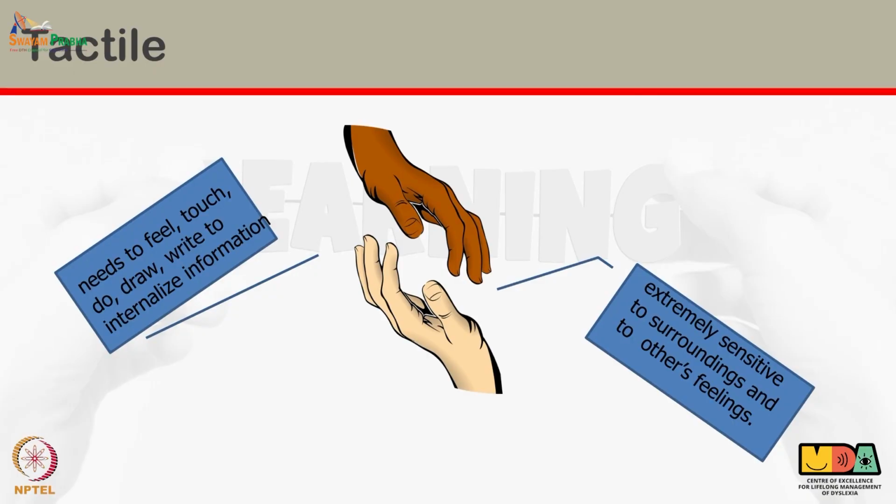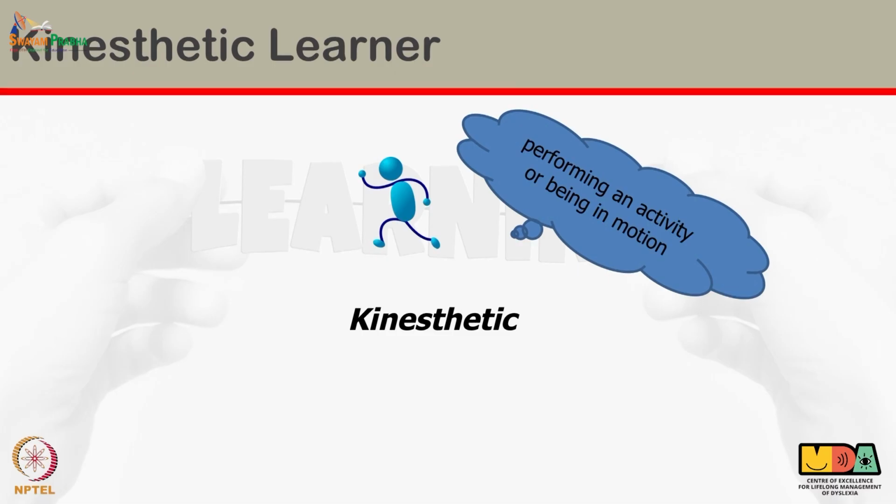A tactile learner always needs a tactile input. He or she needs to touch, feel, do, draw or write to internalize the information. They are extremely sensitive to the surroundings and to the people around them. A kinesthetic learner receives the information at its best when he is performing an activity or when being in motion.